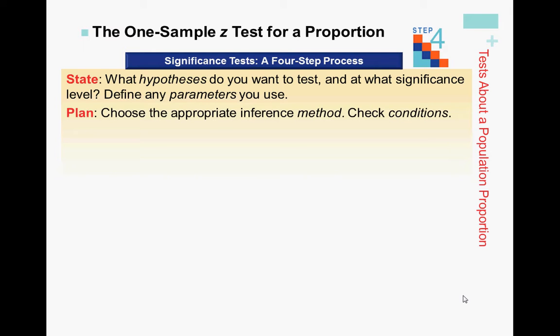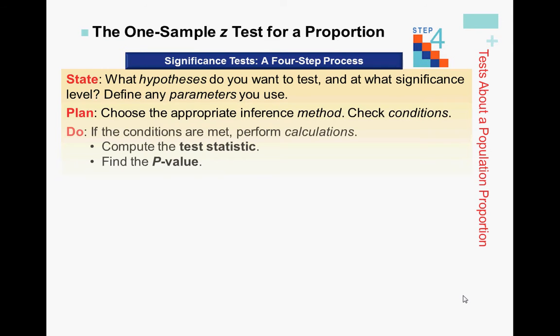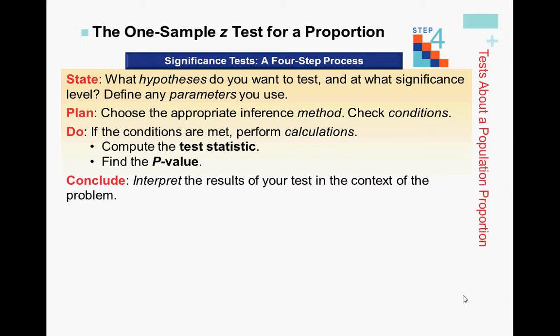With plan, you'll choose the appropriate inference method, which right now is the one sample z-test. Then you'll check the conditions. In the do, if the conditions are met, then you'll perform the calculations. One thing you didn't write here, I've got this on a later slide, but you'll need to show your p hat, compute the test statistic, which for right now is going to be a z-score, and then find the p-value. Then you'll interpret your results in the context of the problem.